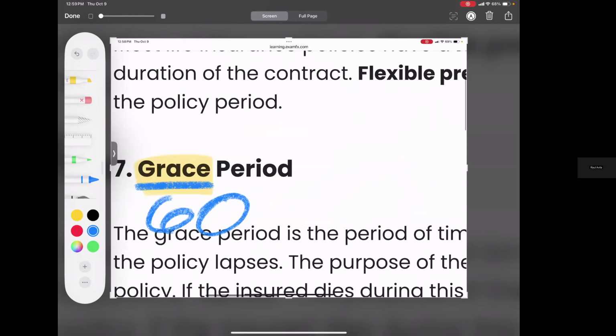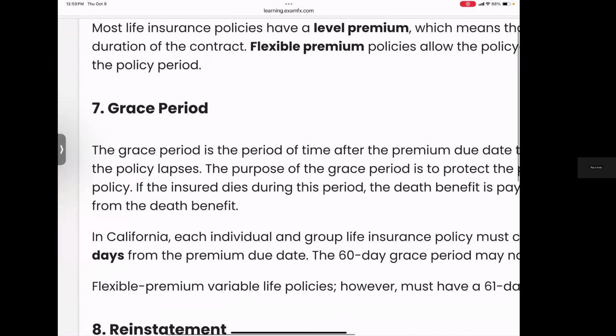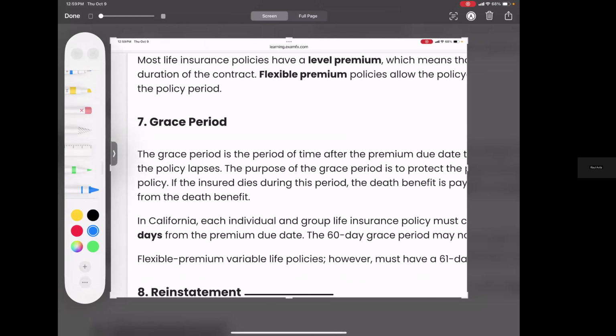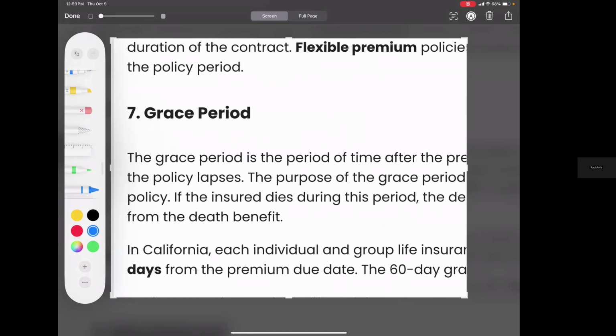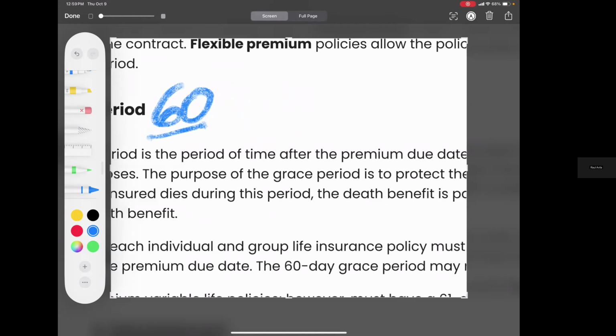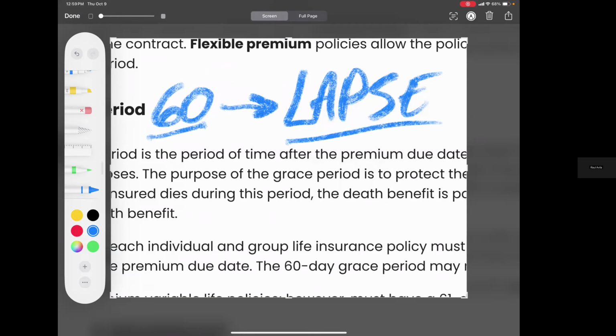That's later on. Actually, let's talk about it right now. Grace period and policy lapse are the same thing? No, they're not. So there's a 60-day grace period, right? What happens after 60 days? After 60 days, now it lapses. That means the policy is not active anymore. So the policy is not active, it lapses.